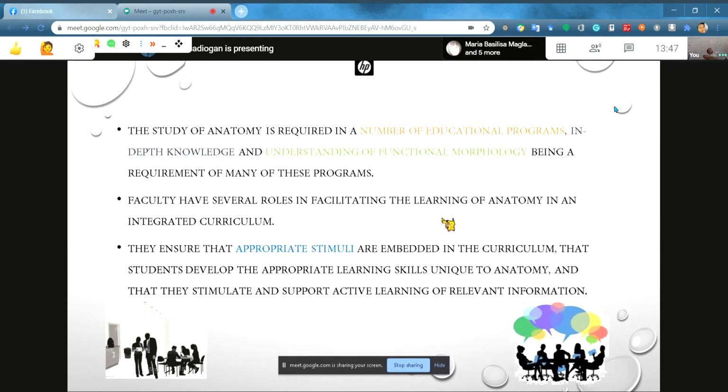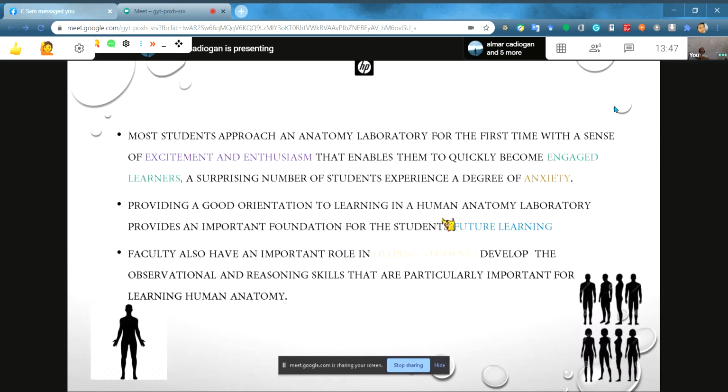So, the faculty ensure that appropriate stimuli are embedded in the curriculum so that students develop the appropriate learning skills unique to anatomy, and that they stimulate and support active learning of relevant information. Most students approach the anatomy laboratory for the first time with a sense of excitement and enthusiasm.